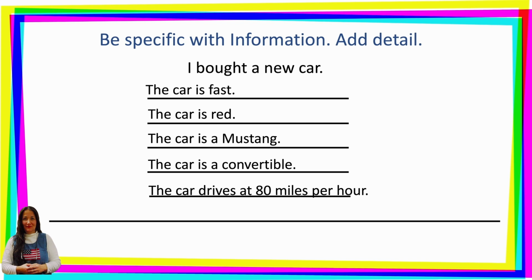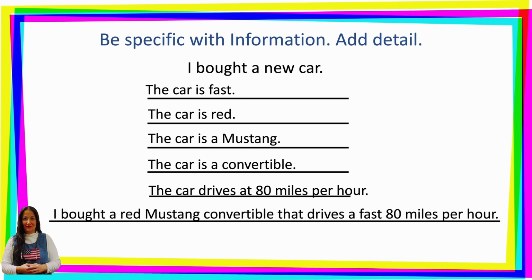Now we needed to put it into a good sentence, so we're not repeating the car, the car, the car. So we need to write a great sentence. It would look like this. I bought a red Mustang convertible that drives as fast as 80 miles per hour. Tells everything about the car. You can see the added detail. You can picture the car as you read that sentence.